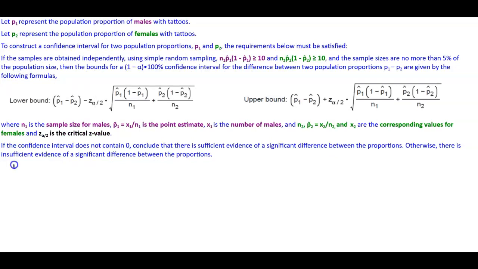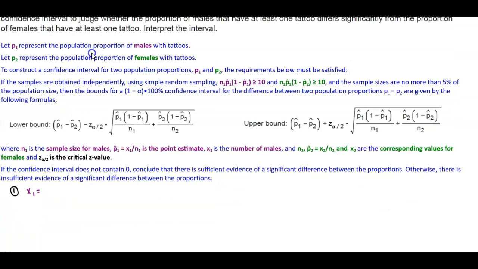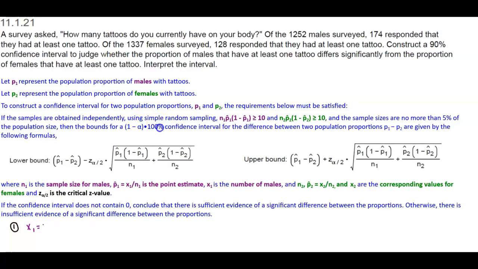If we want to calculate the point estimates, recall what we know for x1 and n1. For males, we know that 174 responded they have at least one tattoo. So we know that x1 is going to equal 174. And we know that the sample size for that is 1,252. Then we want to find the point estimate for the males.